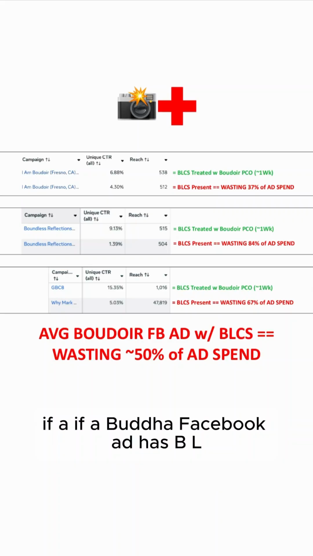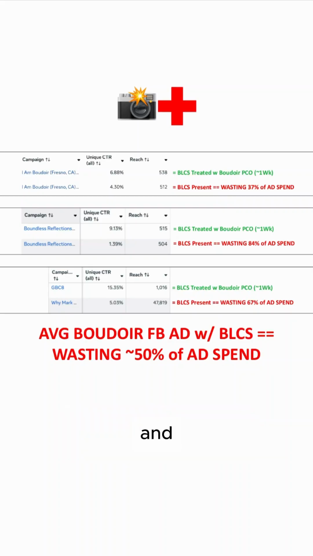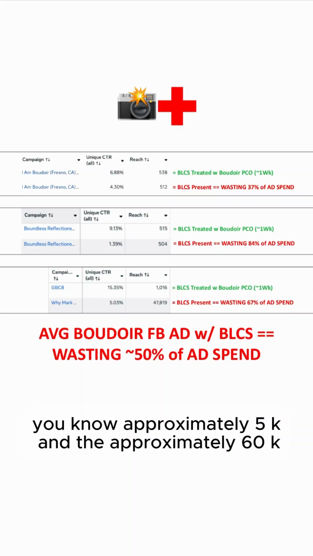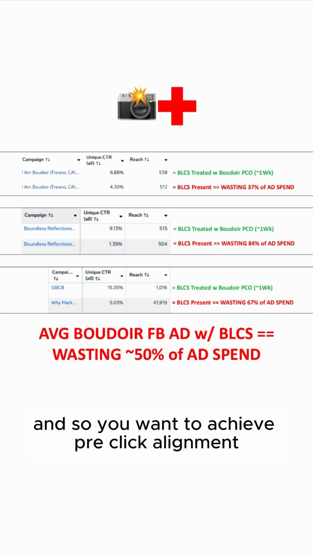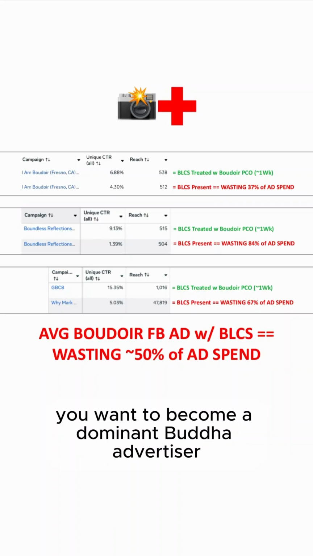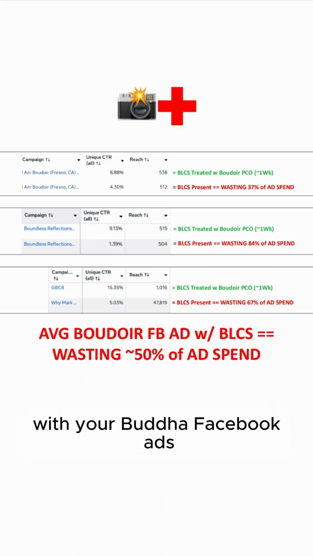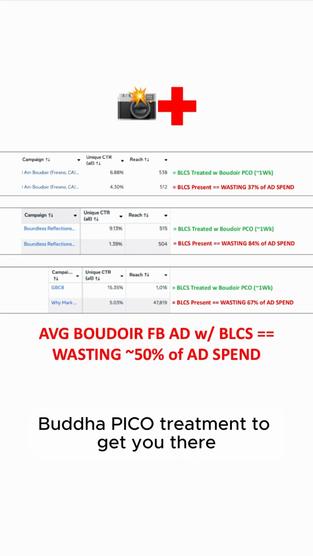If a boudoir Facebook ad has BLCS, boudoir low-click syndrome, and you want that 5K back in your pocket, and the approximately 60K over the next 12 months, and you want to achieve pre-click alignment, you want to become a dominant boudoir advertiser, you want to achieve boudoir brain entry boost with your boudoir Facebook ads, and you want the Boudoir Pico treatment to get you there.